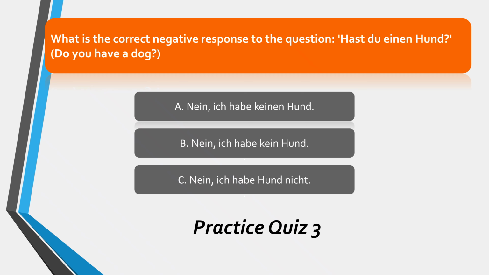Third question. What is the correct negative response to the question Hast du einen Hund? Which means, do you have a dog? The answer is Nein, ich habe keinen Hund. Here we have the accusative case.